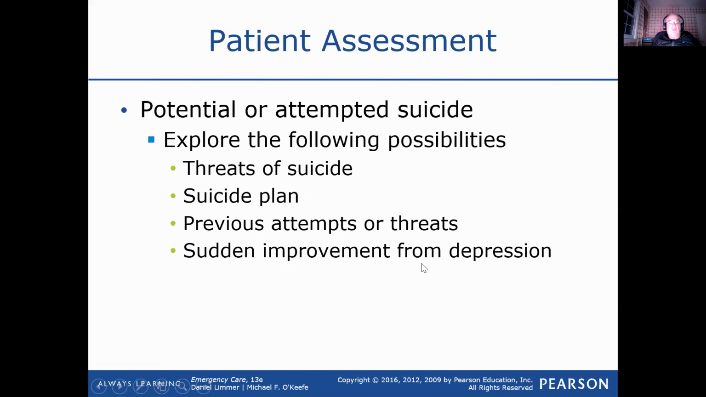And then there's sudden improvement from depression. For some reason, when people have depression and they're put on medication to control their depression, for the first probably 30 to 60 days, the first month or two, the rate of suicide increases. So you would think that they're on medication, they're getting better from the depression, their chance of suicide would go down, but it actually goes up a little bit.